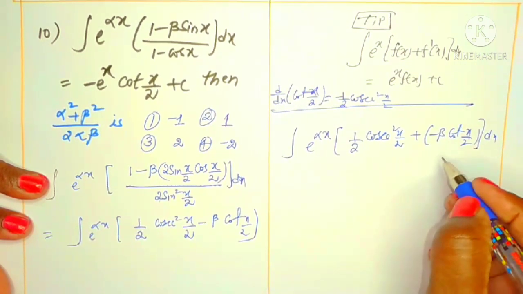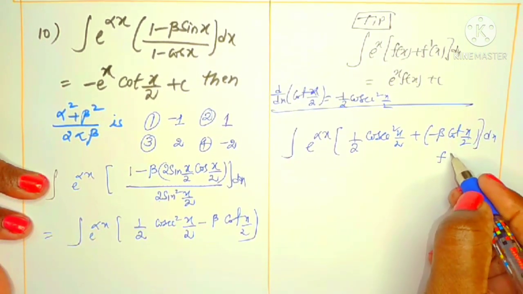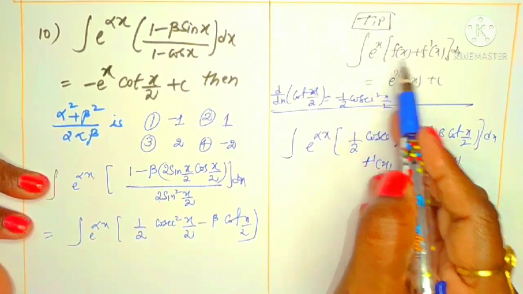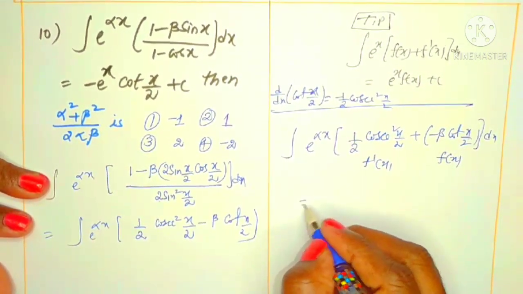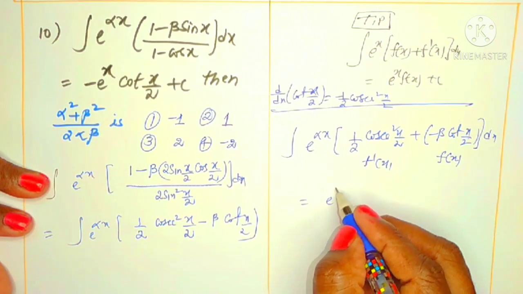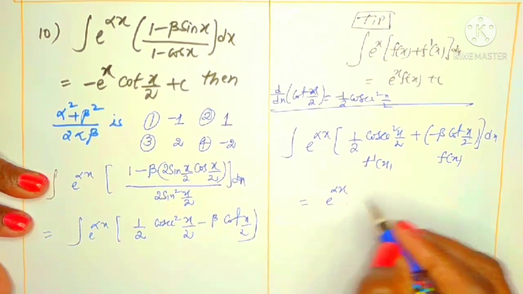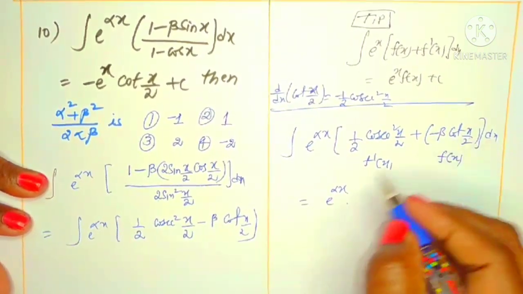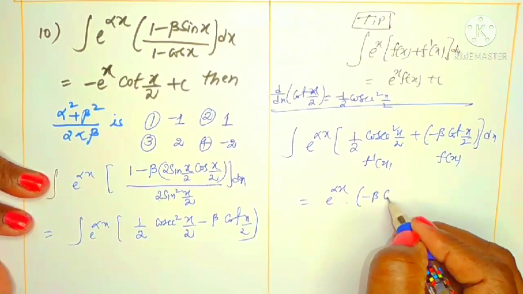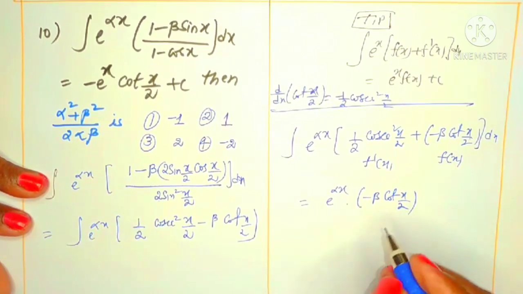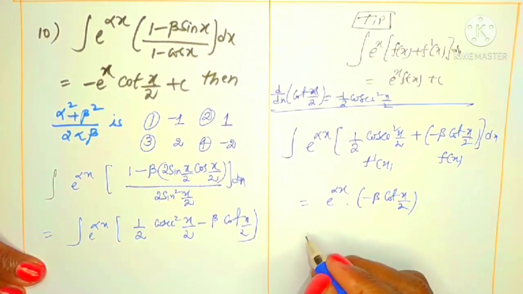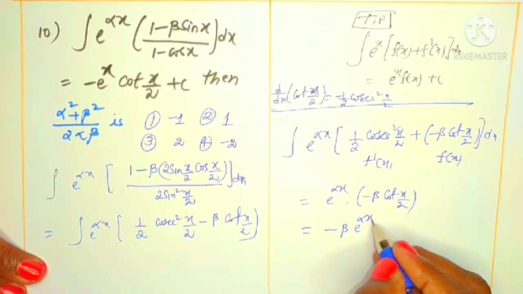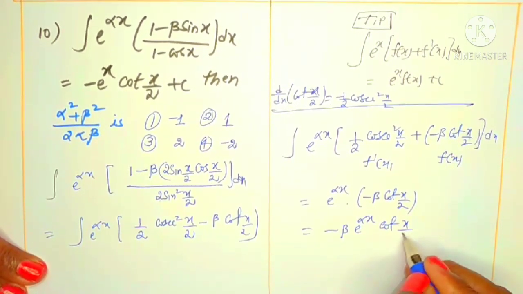e power x into f of x. Here beta is a constant, and here f of x has its derivative f dash x. It is in the form of e power x of f of x plus f dash x, or not? What is that? e power alpha x into f of x means this thing. e power x f of x, that is minus beta of cot x by 2. Again I am writing this as minus beta of e power alpha x of cot x by 2.